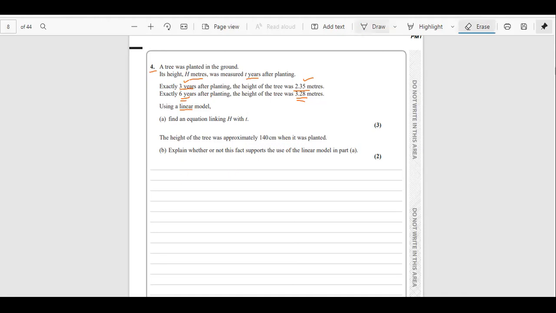So we have been told that you need to use a linear model. Linear. And do you know the general form of any linear equation? y is equal to mx plus c. Yes, very good. So linear implies we will have y equals mx plus c type of a thing. But obviously in this question we will replace y and x. What is the independent quantity in this case?